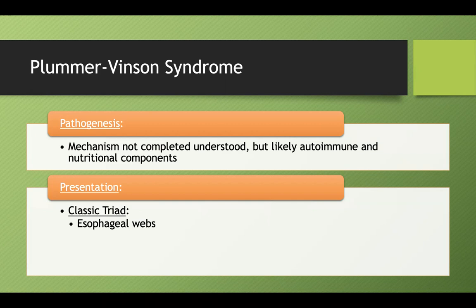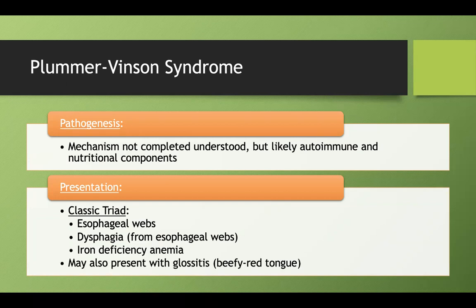The first one will be esophageal webs, as we've just discussed. You'll also get dysphagia, which makes sense. You'll have trouble swallowing because of the esophageal web. And then you'll get iron deficiency anemia, and you'll also sometimes get glossitis. I don't want you to forget that one, but the classic triad is the webs, the dysphagia, and the iron deficiency anemia.